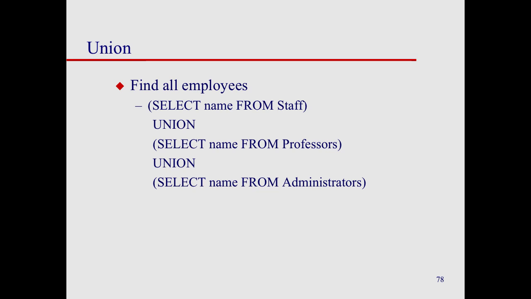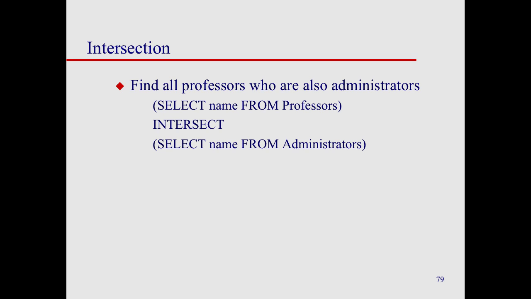So here we find all our employees. Notice how we first make them union compatible by selecting only the name from each of the three relations. And using the union keyword, we get all employees. The union operator will eliminate common names, so it returns only unique results. Every tuple in the result will be unique.